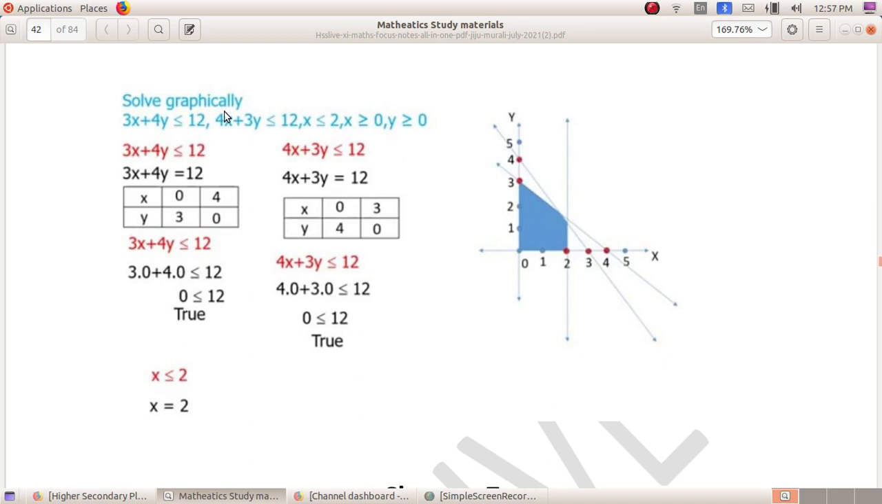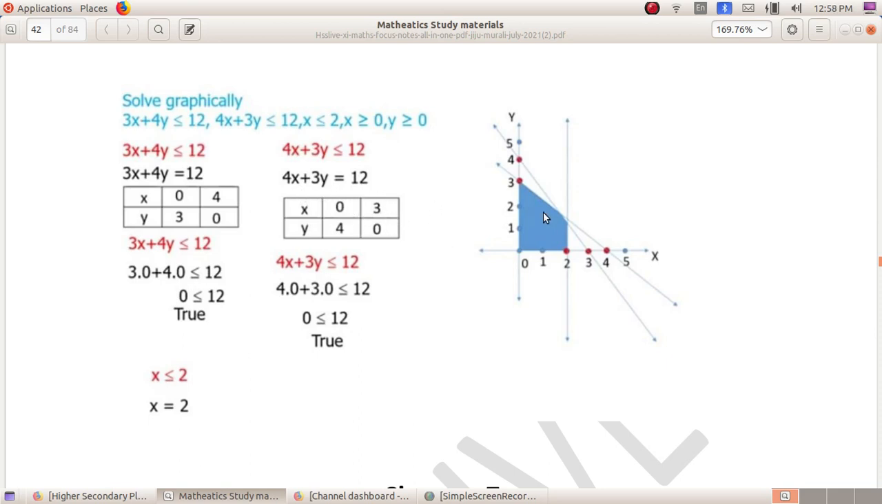Then, similarly for this inequality, 4x plus 3y less than 12. So first you write these two boxes. When x equal to 0, what happens? When x equal to 0, 4 into 0 plus 3y is equal to 12. 4 into 0 is 0, that's 3y equal to 12. y is equal to 12 by 3, that is 4. 0, 4. Similarly, when y equal to 0, that is 4x plus 3 into 0 equal to 12. 4x equal to 12. x equal to 3.